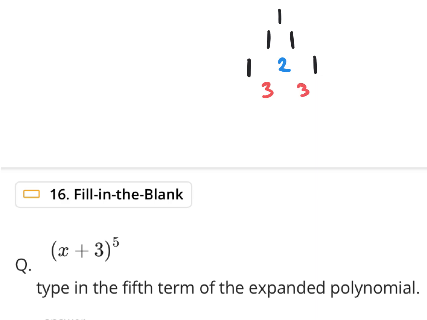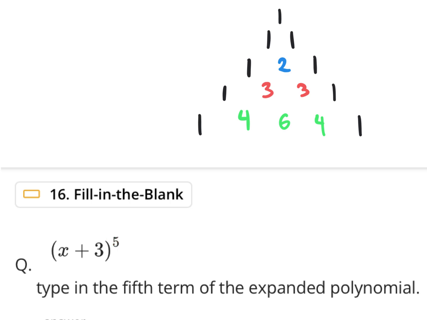And of course, bring down the ones again. And then you add the 1 plus 3, and you're going to get 4. And then you're going to add the 3 plus 3, and you're going to get 6. And then you're going to add the 3 plus 1, and you're going to get 4 again. And then you're going to add ones on the outside again. And you continue this method till you get to your 5th power.